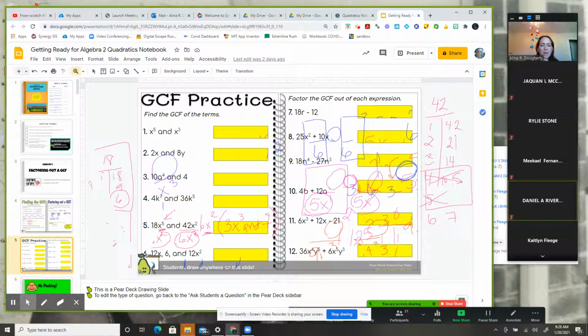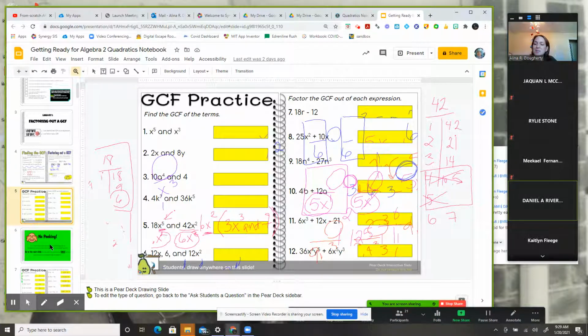How do we feel about those, guys? It looks a little crazy when I zoom it out and see all the work on top of itself. It's starting to make sense. Good. So let's do some practice.